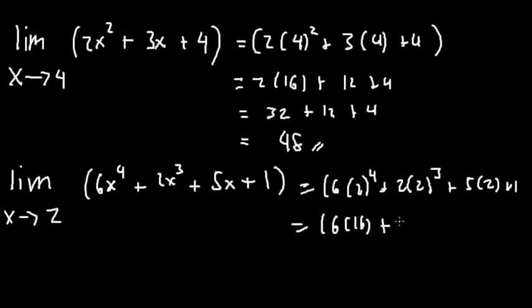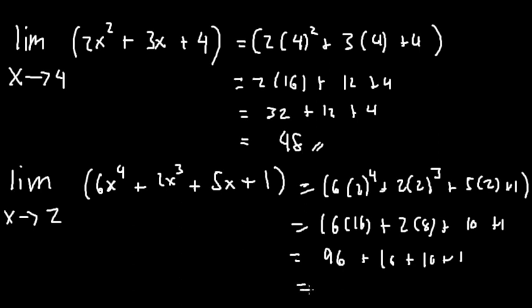Plus 2 times 2 times 2, 8. 2 times 8 plus 10 plus 1. Parenthesis pala. So it's gonna be 16 times 6, 96. 96 plus 16 plus 10 plus 1. So it's gonna be 96 plus 26. 16 plus 10, 26. Okay. 96 plus 16.